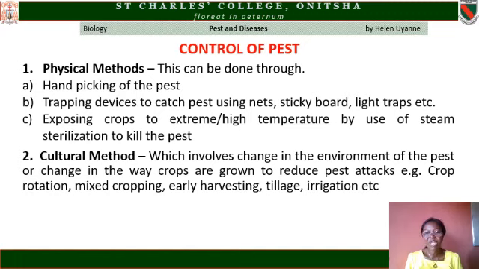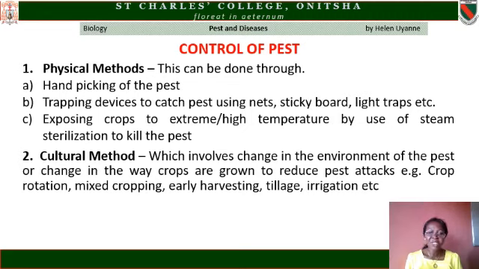You can use traps to catch pests, like rats. We have rat traps, sticky boards, and even light traps. Then we can even expose them to high temperature using steam sterilization to kill the pest. This is done by exposing part of the plant to what? High temperature. That will kill the pest residing on that particular part of the plant.